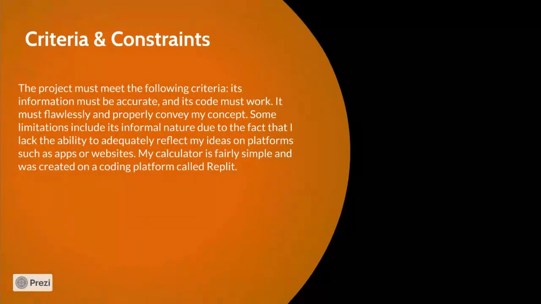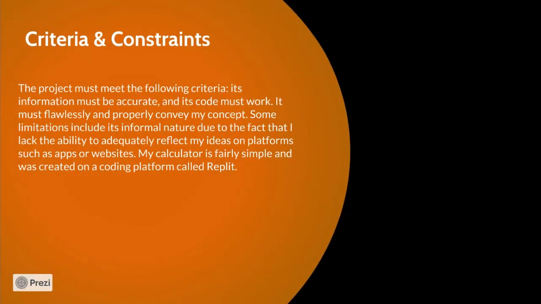The project must meet the following criteria. Its information must be accurate and its code must work. It must flawlessly and properly convey my concept. Some limitations include its informal nature due to the fact that I lack the ability to adequately reflect my ideas on platforms such as apps or websites. My calculator is fairly simple and was created on a coding platform called Replit.